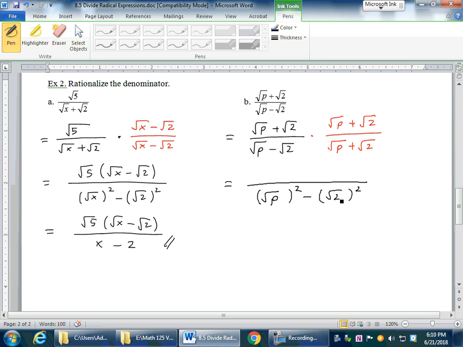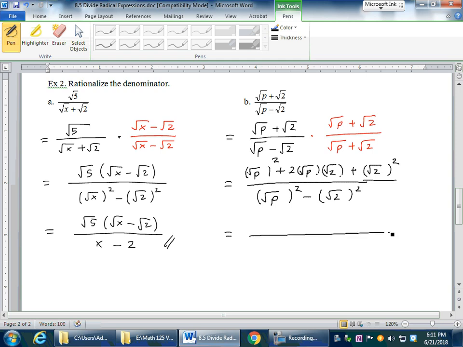In the numerator, notice that we are multiplying square root of p plus square root of 2 times square root of p plus square root of 2. So we can use the shortcut formula: first squared plus 2 times first times last plus last squared. Or you may FOIL it and then simplify. So once again, I encourage you to remember the shortcut formula because a lot of the time that is a lot faster.